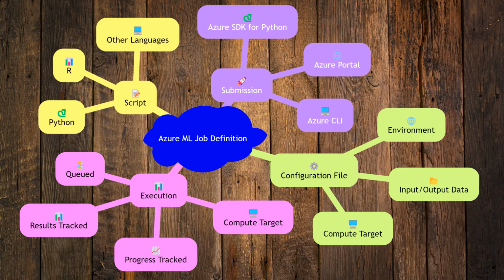To define an Azure ML job, you need to create a script that specifies the machine learning task and a configuration file that outlines the job's settings, such as the compute target, environment, and input-output data. The script can be written in Python, R, or other supported languages. Once the job is defined, you can submit it to the Azure ML workspace using the Azure portal, Azure CLI, or Azure SDK for Python. The job will then be queued and executed on the specified compute target, with progress and results tracked in the workspace.